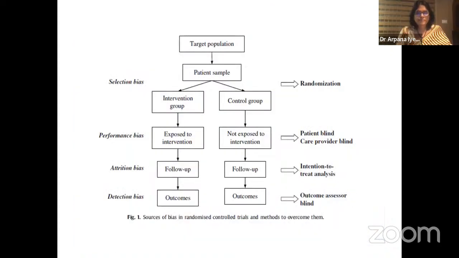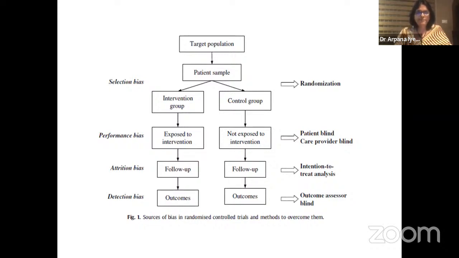So these are the different kinds of bias. By randomization, we are removing the selection bias. By blinding the patient and the care provider, we are removing the performance bias. By intention to treat analysis, we are removing the attrition bias, which is also called exclusion bias. And by blinding the outcome assessors, we remove the detection bias.